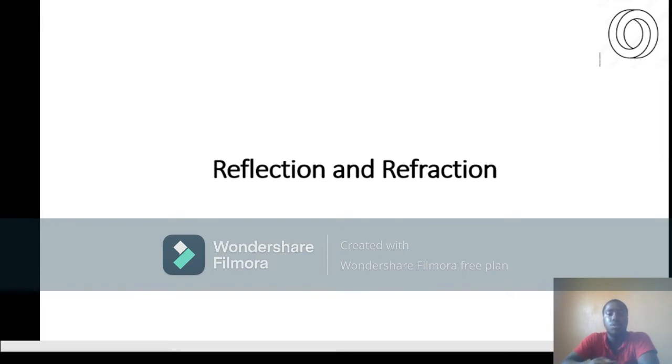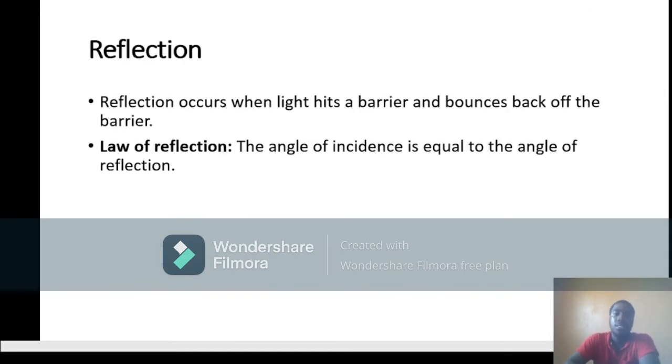And please take note, these two terms are different. Reflection is something else and refraction is something else. When I talk about reflection, what I mean is that when light hits the barrier of a particular object, it bounces off. It just hits the barrier of the object and bounces off. What the law of reflection says is that the angle of incidence, which is a new term that I'm going to explain now, is equal to the angle of reflection.